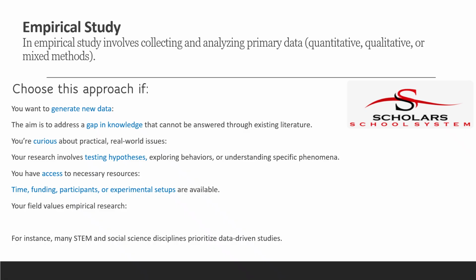Further, the researcher has to test a specific hypothesis in an empirical study, and this type of study is more suitable if proper time, funding, or experimental setups are available. And this is mostly prioritized in the STEM and social science disciplines.